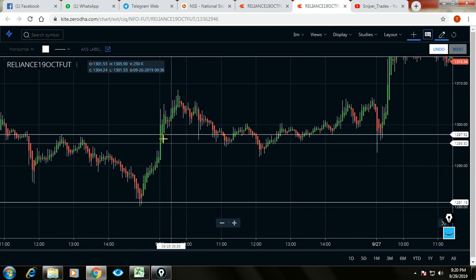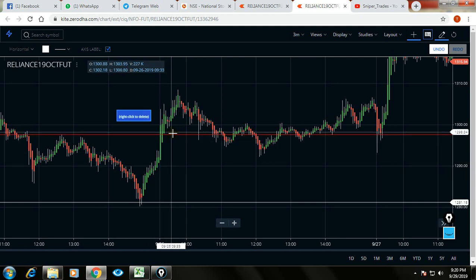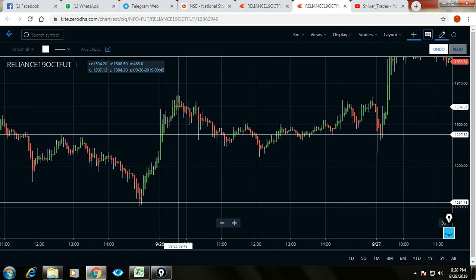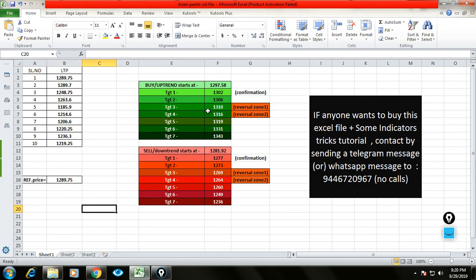Okay, after reaching this level, the price has managed to reach a new high at around 945. The high made is 1308.50. Okay, let's go back to the Excel tool and Excel file and see how many targets are achieved. 1308.50 is the high made.